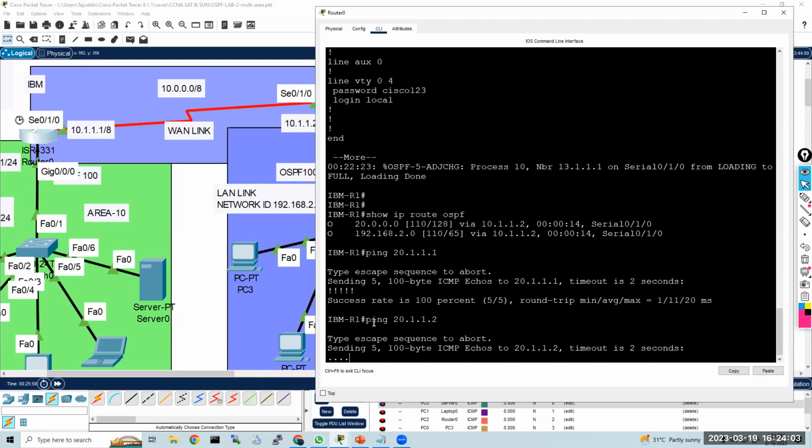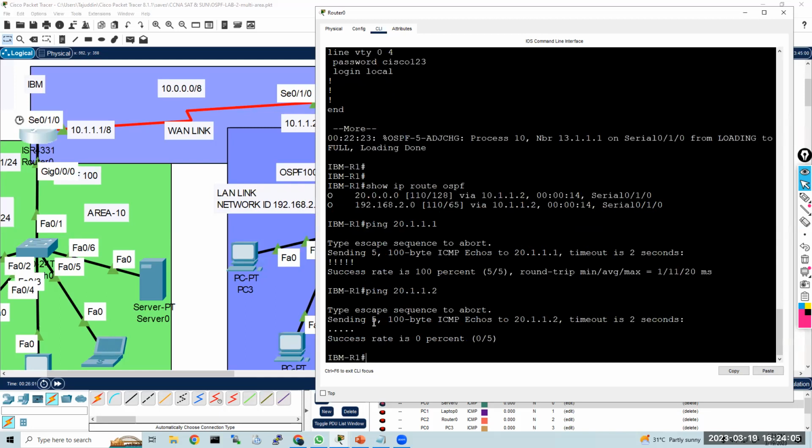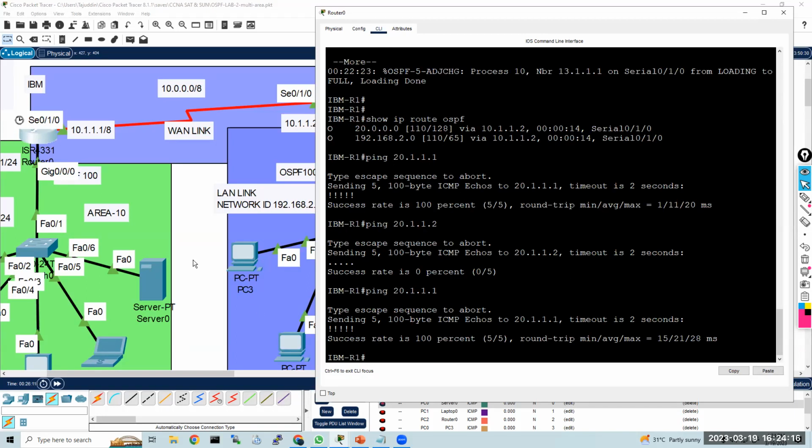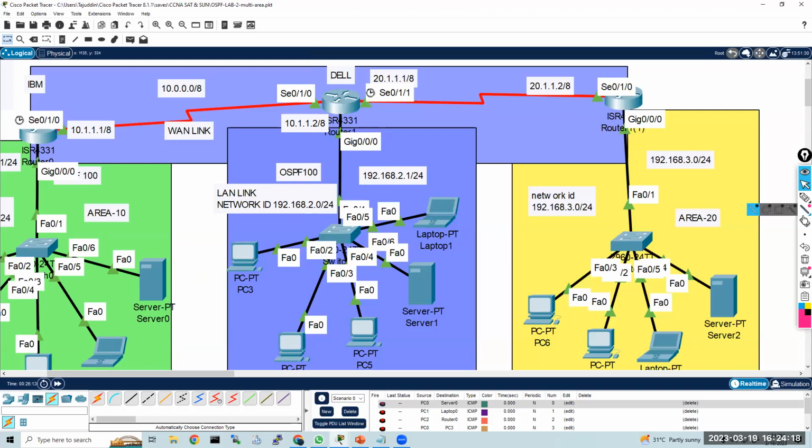If you do any troubleshooting, what could be the issue? Success rate is 0. It's no communication, but 1 it is pinging, which means the packet is reaching up to here. When you ping any one of these servers to PC, it is reaching up to this interface, but it is not pinging to this guy. So what could be the issue now?